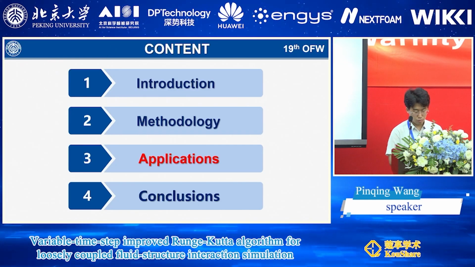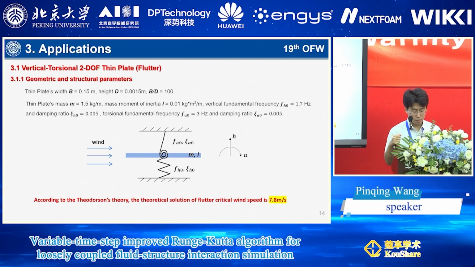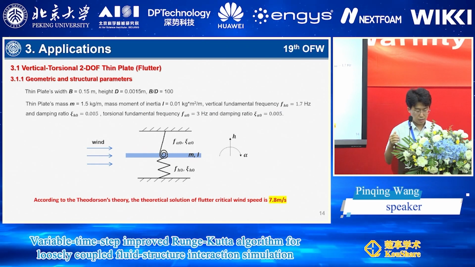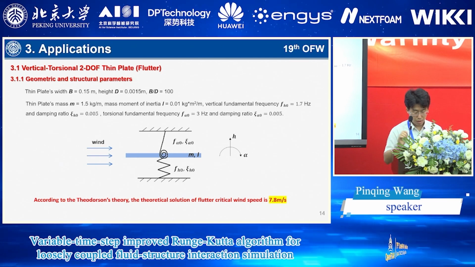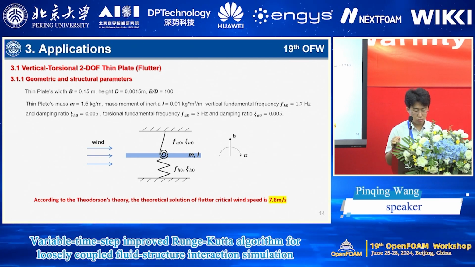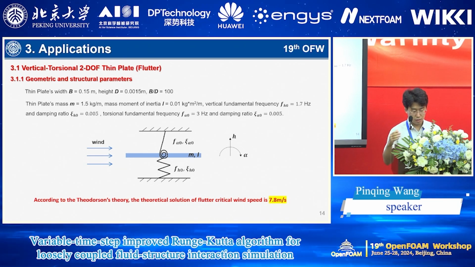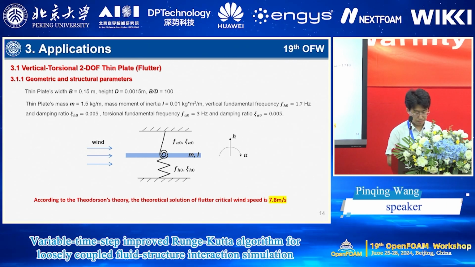Here we use 2 cases. The first case is the flutter case of a vertical torsional Tudor-C implant. Its geometric and structural parameters are shown here. According to the theoretical solution, the flutter critical wind speed is 7.8 meters per second.